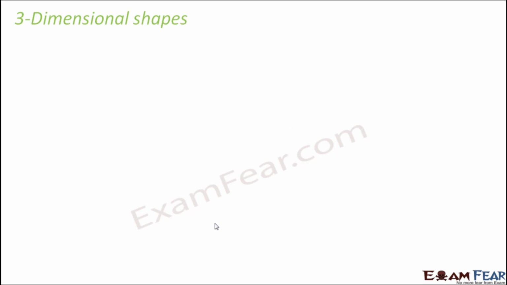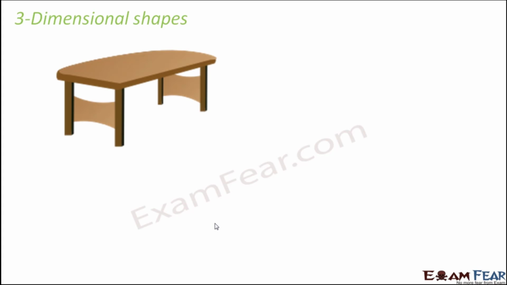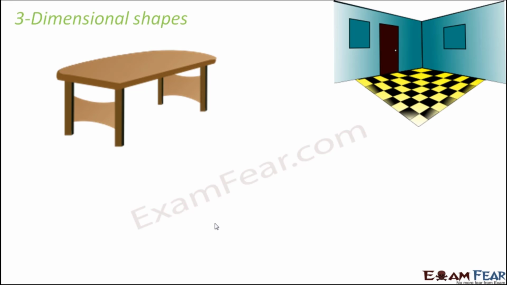So now that we have learned so much about various types of shapes like polygons, quadrilaterals, triangles, angles, let's now talk about some 3-dimensional shapes. Now, what are 3-dimensional shapes? So what do we mean by it? Think of these examples. Think of this table, not only the picture of the table, but a real table lying inside your room. Look at the table.